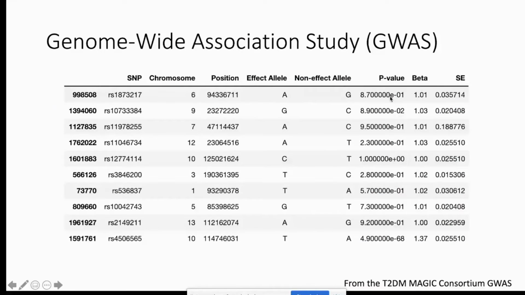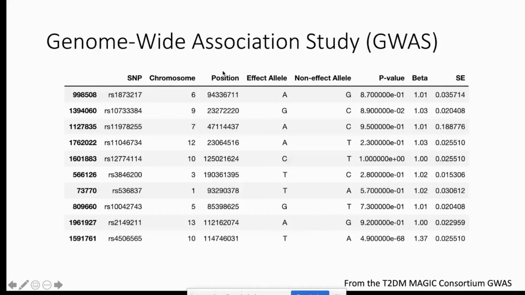However, you see that this is not significant. SE stands for the standard error, and that's a measurement of the accuracy for this estimate. However, we'll look at the bottom line here, and this shows that this SNP, which is the T allele at chromosome 10 at this position, is highly significant. It's almost 5 times 10 to the minus 68 in terms of its p-value. There's a 37% increase in the odds ratio of type 2 diabetes if you have this genetic variant.